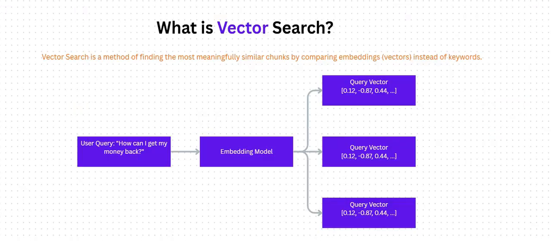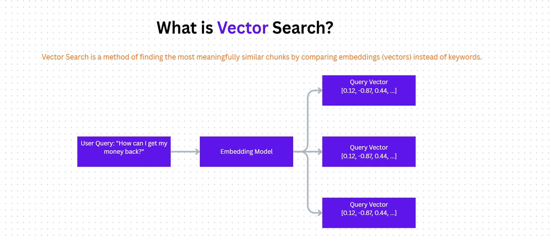So now the next advanced RAG concept is vector search, one of the most important parts of the entire RAG system. Vector search is finding the most meaningful and similar chunk by comparing embedding vectors, not keywords. In traditional search, chunks are matched by exact words, but in vector search, chunks are matched by meaning. That's why vector search is also called semantic search.